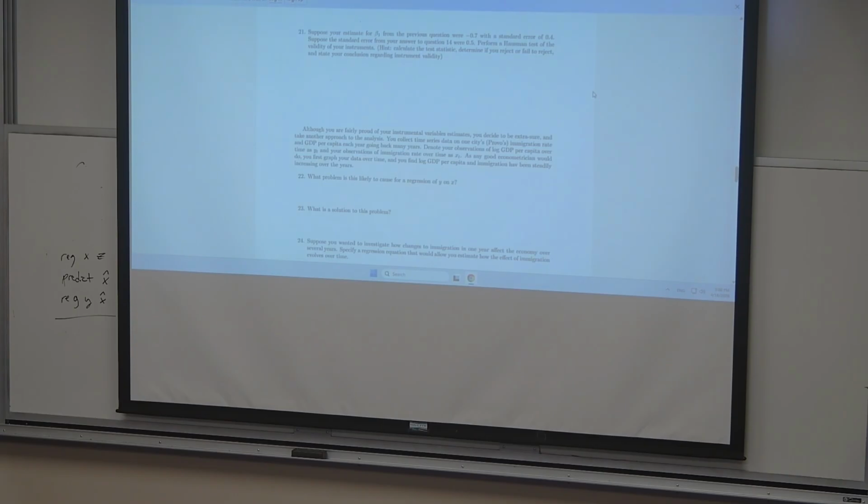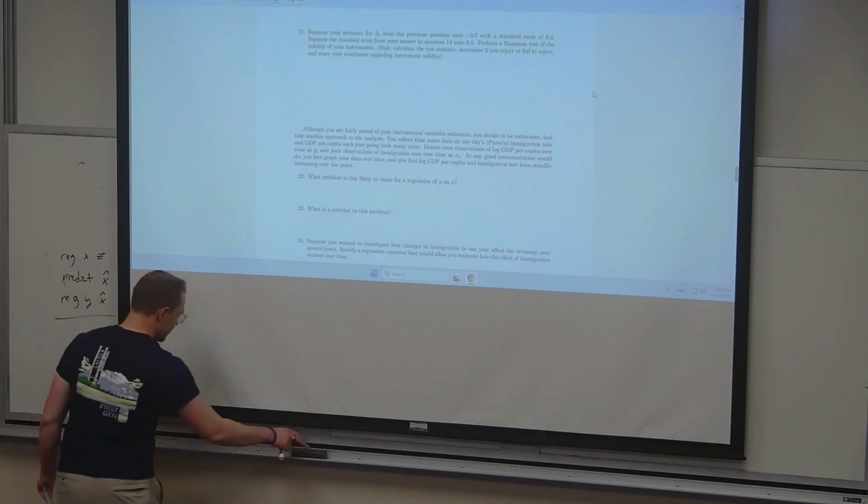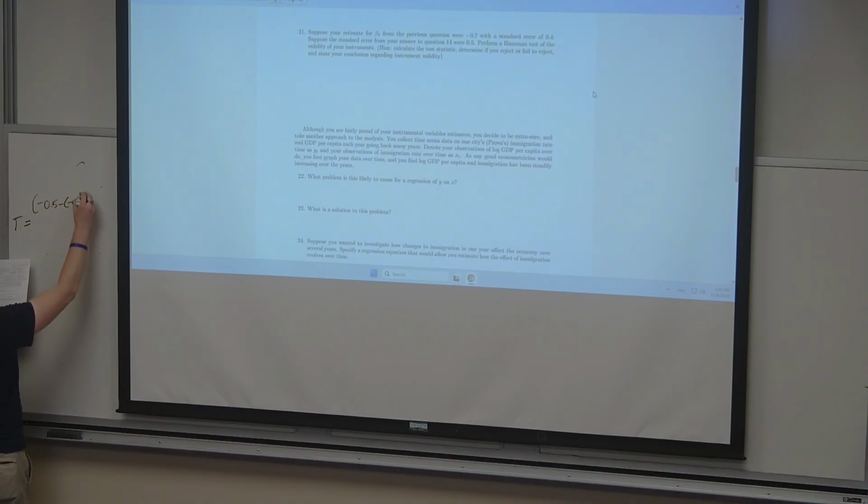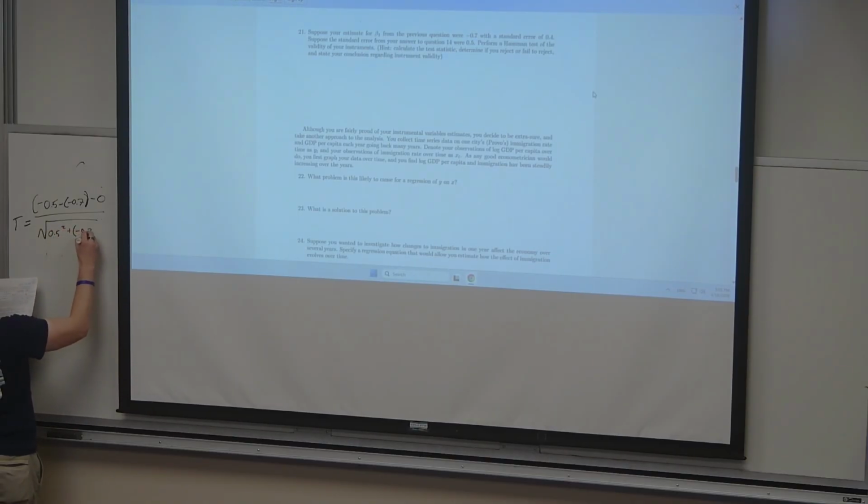I don't have really any board space left. But here is an example of the t-stat. So we have negative 0.5 minus negative 0.7, minus 0, over the root of 0.5 squared plus negative 0.7 squared.